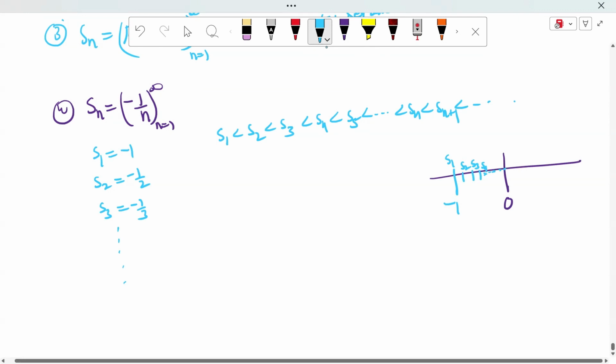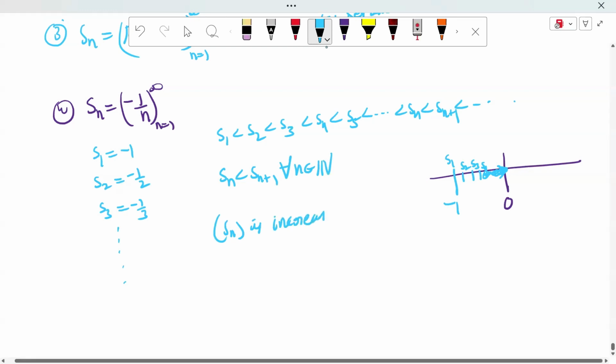These points approach 0, sir. 0 is the limit of the sequence. That is the definition. Therefore, increasing sequence means Sn is less than Sn plus 1 for all n belonging to natural numbers. Therefore, the sequence Sn is an increasing sequence.